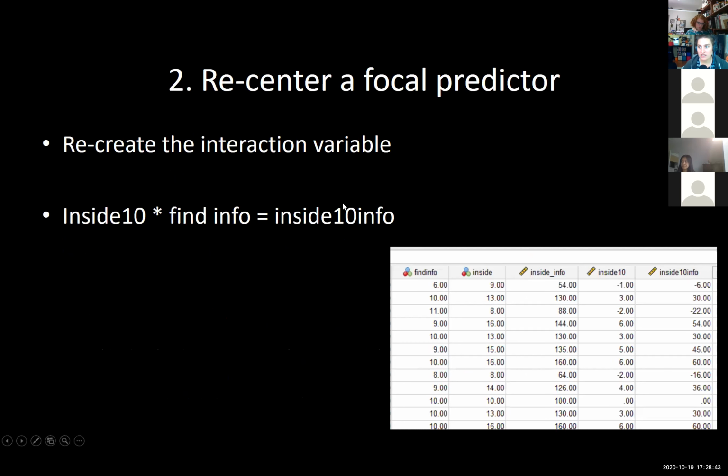Next, I have to recreate the interaction variable. So that's going to be my inside 10 times my original find info variable, because I didn't change that one around. And that gives me this new variable called inside 10 info. So that's inside find info times inside 10. That's how I get -6. 6 times -1.